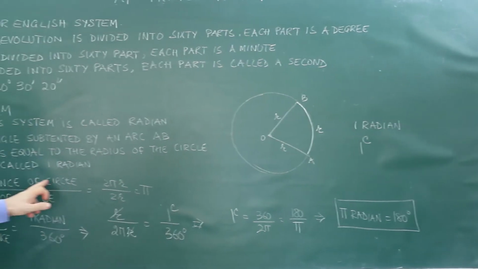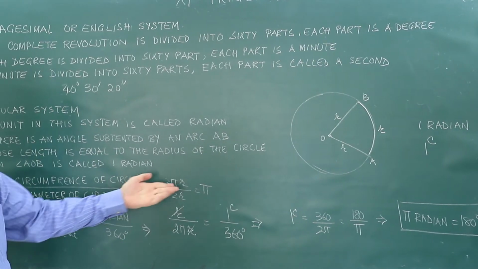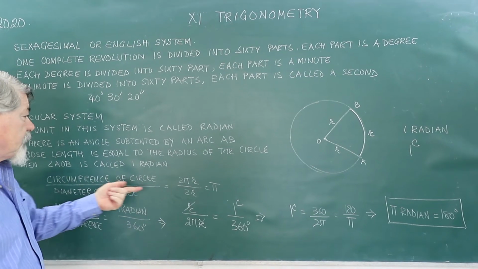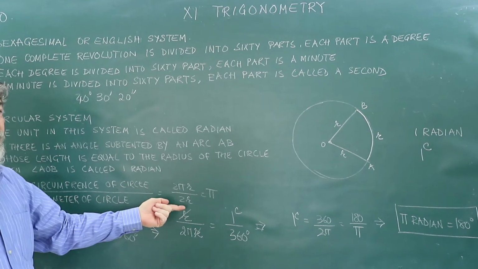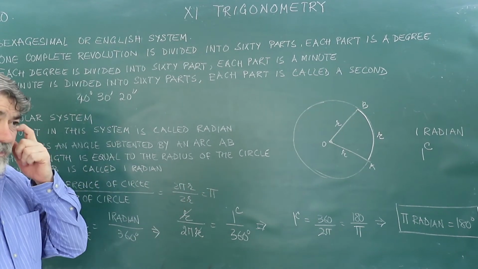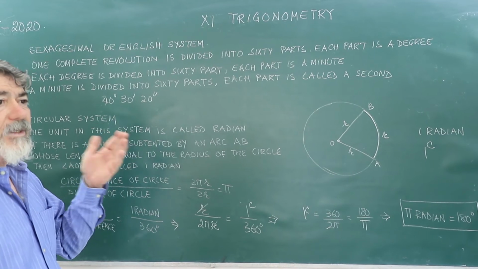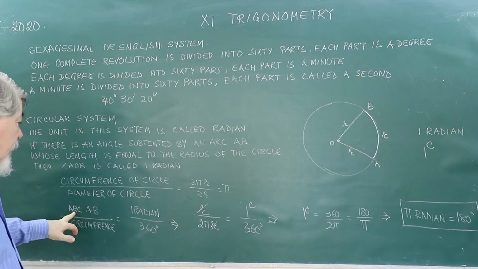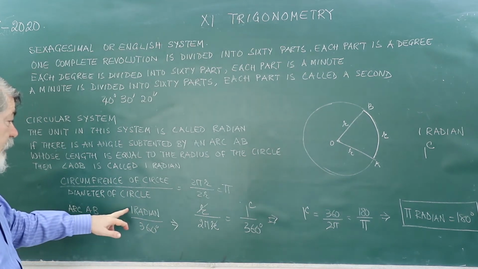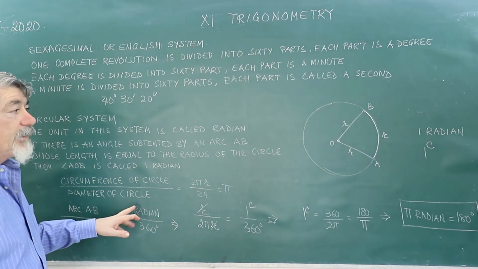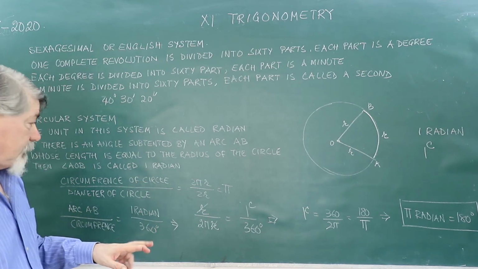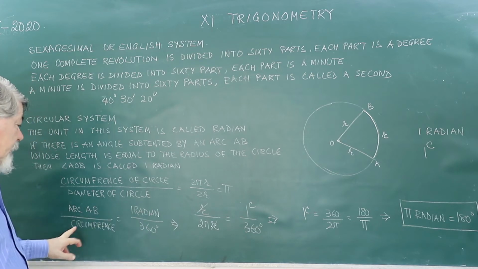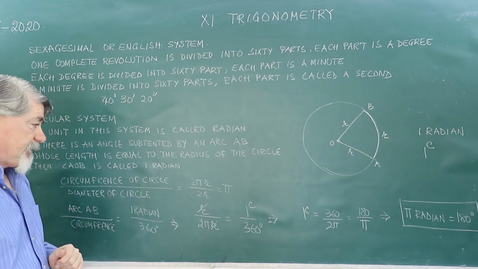Now please notice circumference of the circle divided by diameter of the circle gives you the constant pi. You know it also. Circumference of the circle is 2 pi r, diameter of the circle is 2r. We get a constant which is pi, 3.14 approximately, but it has got many values, you know that. Now arc AB upon circumference will be equal to 1 radian. Arc AB makes an angle of 1 radian at the center, and circumference makes 360.